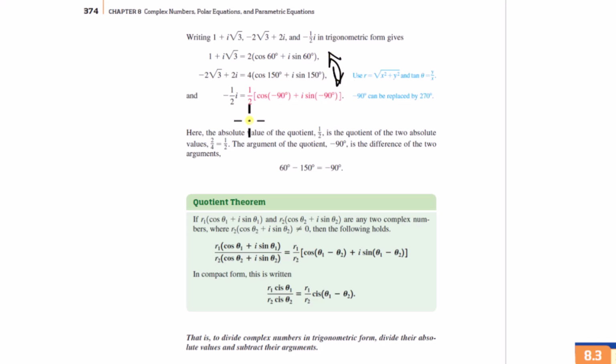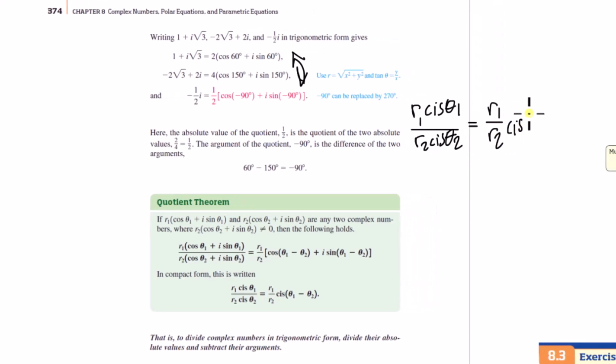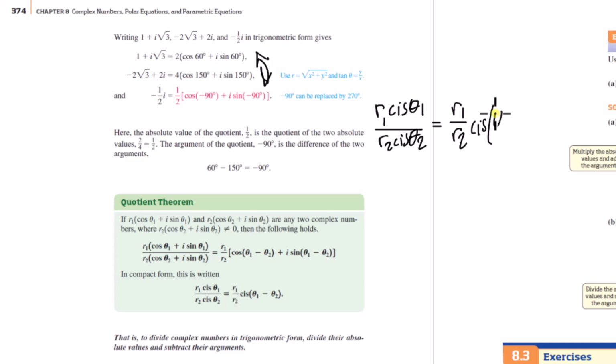And they see that it's parallel to the product theorem in that you're going to be dividing the two radii. So 2 divided by 4 is 1/2. And then you're going to be subtracting the angles. So R1 cis theta 1 over R2 cis theta 2 is going to be R1 divided by R2 cis theta 1 minus theta 2.